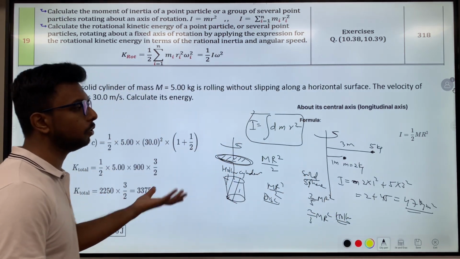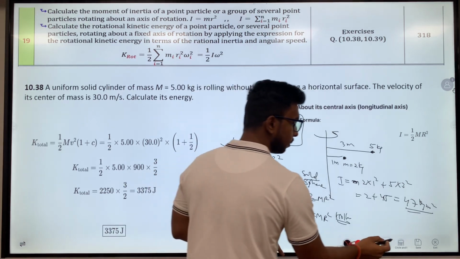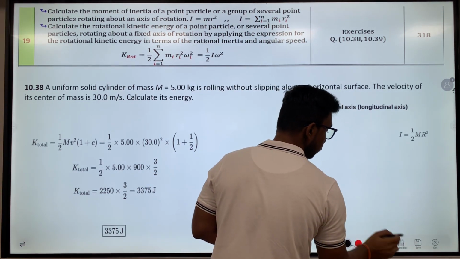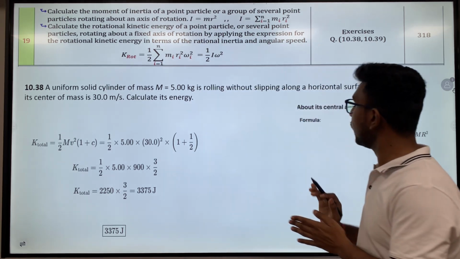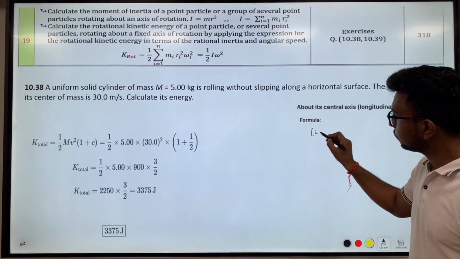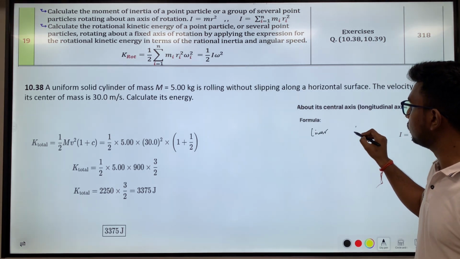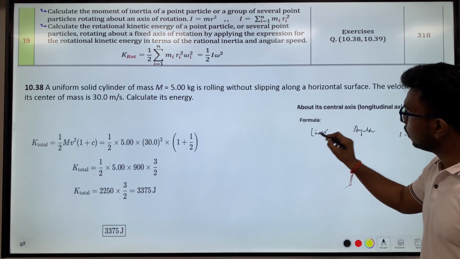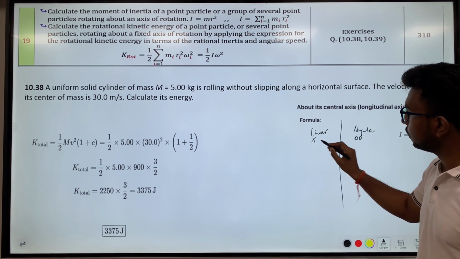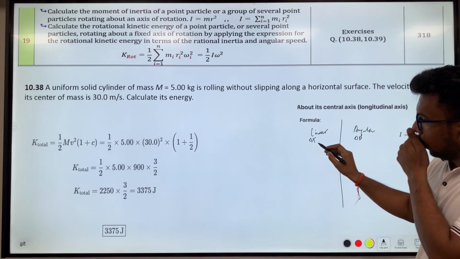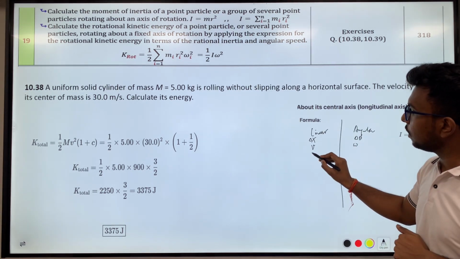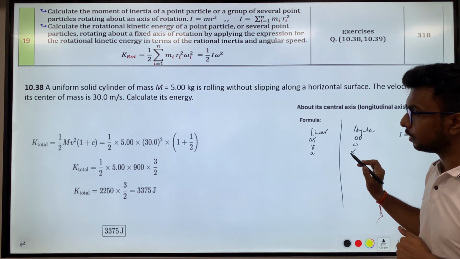Where do we need it? Why do we need it? It's all comparisons basically. Everything is exactly the same as whatever we had in linear. For example, in linear and angular: in linear we have displacement, here we have angular displacement, delta x, delta theta. In linear we had velocity, here we have angular velocity. In linear we have acceleration, here we have angular acceleration.